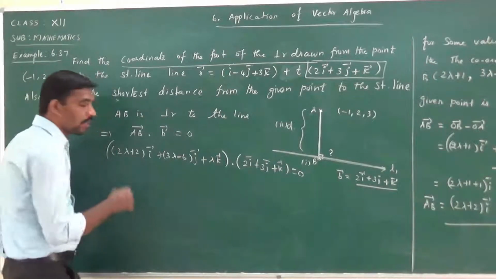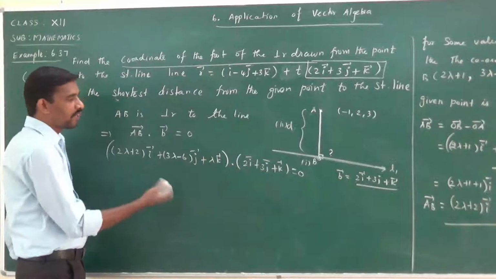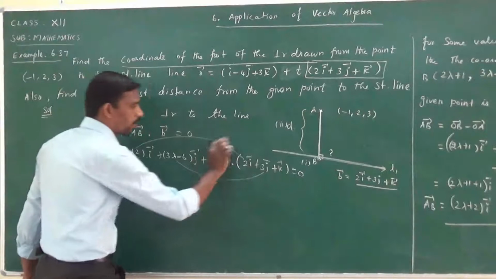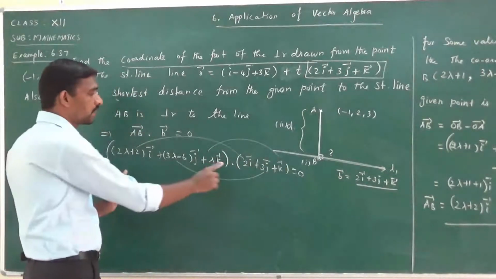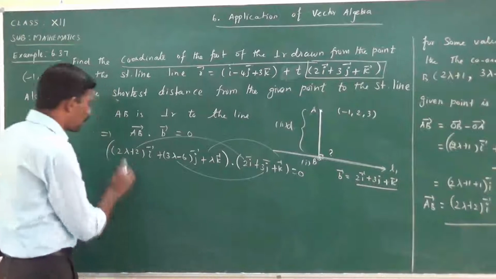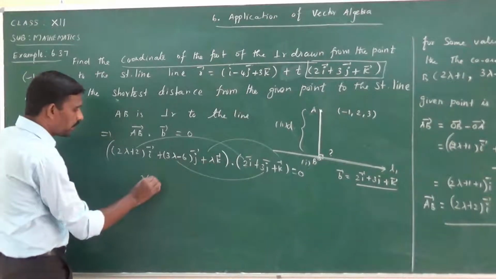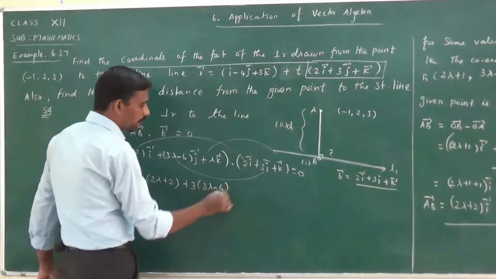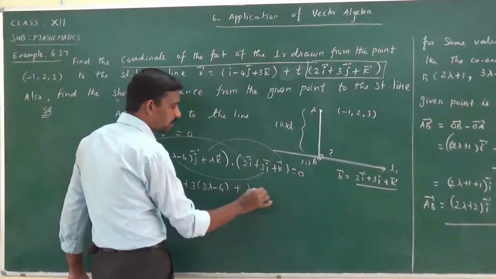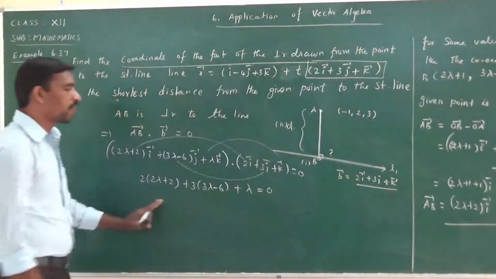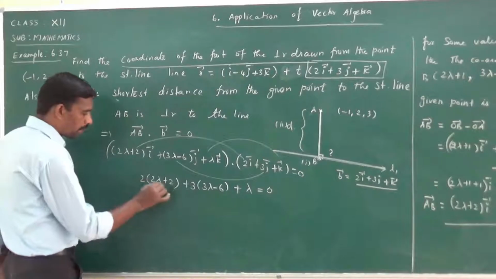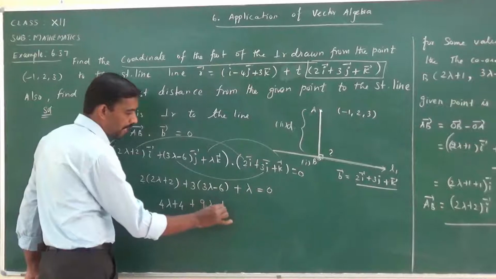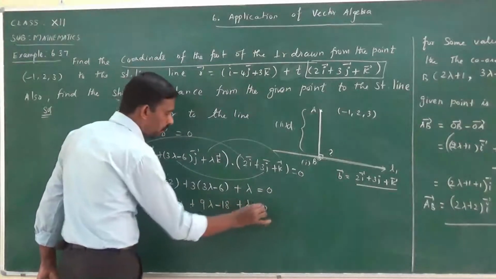So now we want to multiply the corresponding unit vector coefficients, right? So i to i, j to j, k to k, the vector doesn't remain because this is a dot product, the answer will come as a scalar. Here what is the coefficient? 2. So 2 into (2 lambda plus 2). Here plus 3 into (3 lambda minus 6). Here plus 1 into lambda equal to 0. Now we want to find lambda. Multiply this one: 4 lambda plus 4. Multiply this one: 9 lambda minus 18 plus lambda equal to 0.